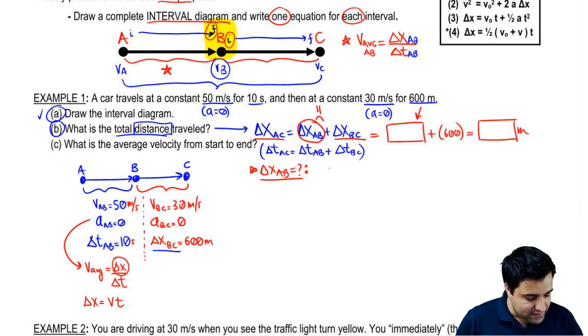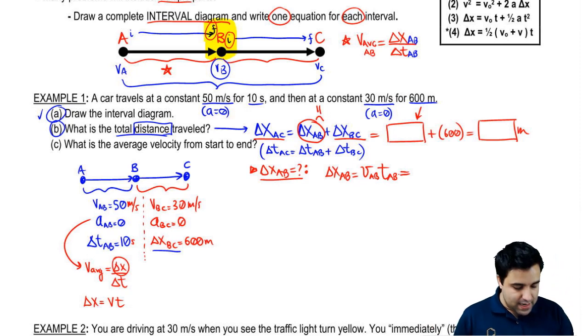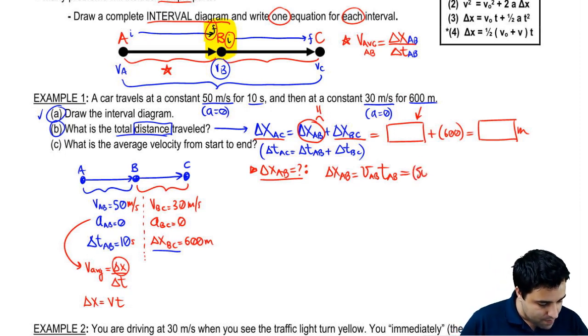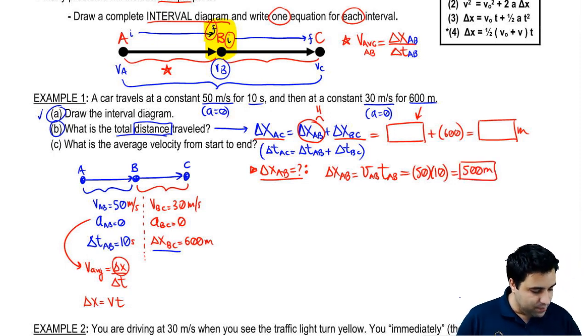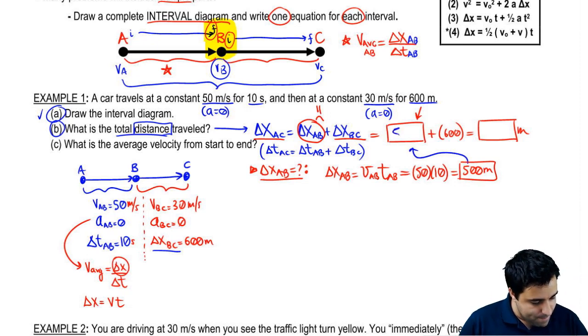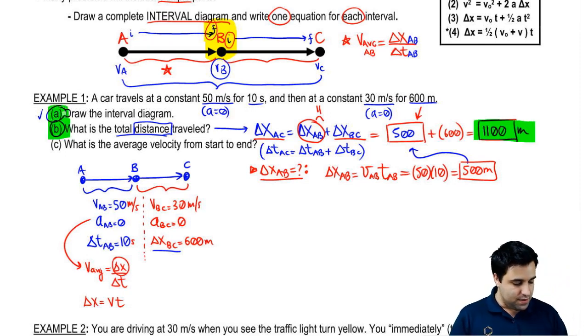Okay, so to find delta x AB, here I'm going to be a little bit more precise. I'm going to write v AB and t AB. And I do have those two numbers. The velocity is 50 and the time is 10. So my delta x is just 500 meters. Now I can plug this here, and my total answer is 1100 meters, and that is part B. A and B are done.